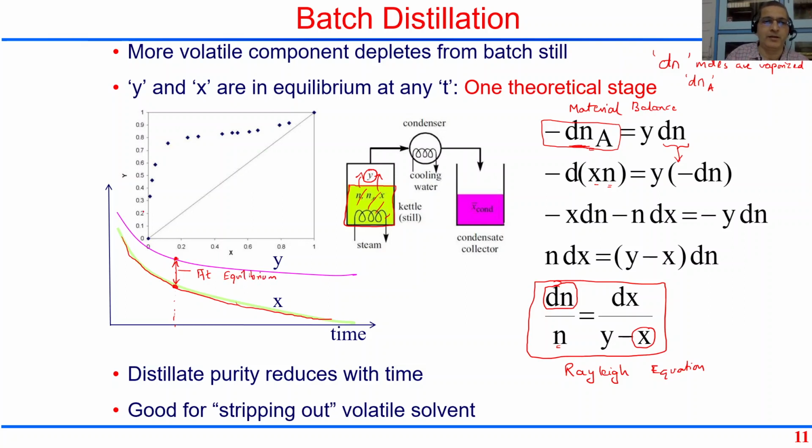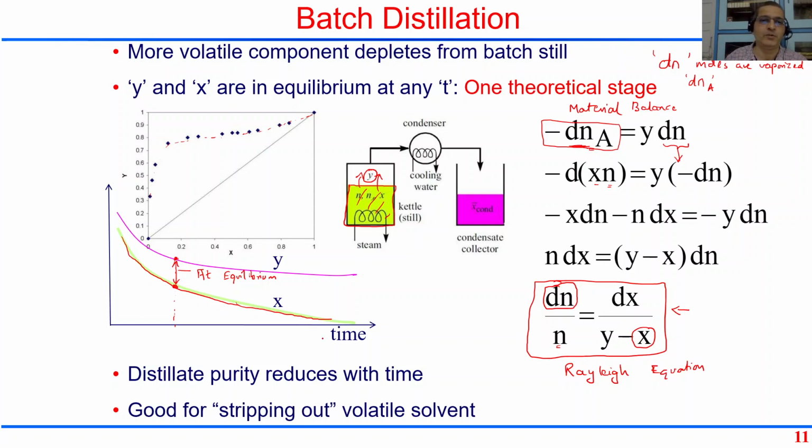And how are they related? If you could draw in terms of x versus y, you could have a graph something like this, that at any particular x, what is the value of y. Okay, and as x depletes in the liquid phase, so y also depletes in the vapor phase. When we say depletes, what I mean is the x reduces with time because the more volatile component is getting stripped out of the still. The amount of more volatile component left in the still reduces with time. And this equation we have used, we call as Rayleigh equation.